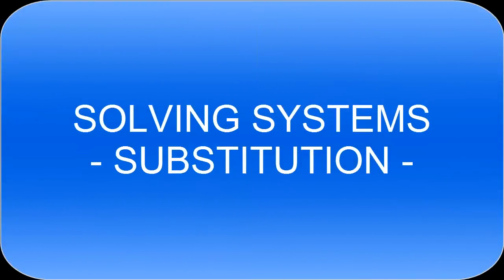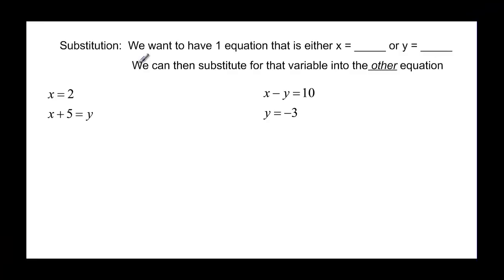This video is going to talk about using substitution to solve systems. In substitution, we want to have one equation that is either y equals something or x equals something. So on one side of the equation, you only have one variable with a coefficient of 1. We can then substitute that variable into the other equation.